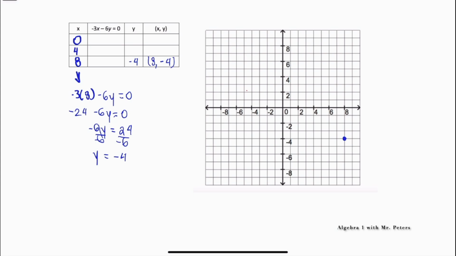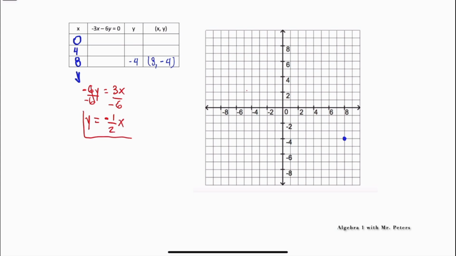Now, the best way to go about this, let's erase, is this. Let's come in and convert this equation and isolate the y. So we have negative 6y is equal to positive 3x. We just added. Now when I divide by negative 6 to get that y by itself, we have y is equal to negative 3 over 6, which will reduce to negative 1/2 x. So this is the equation or the line that we're basically graphing.